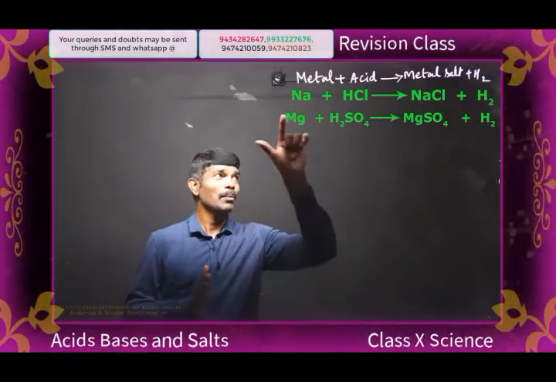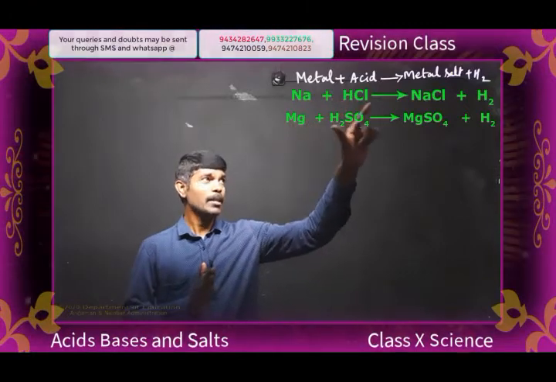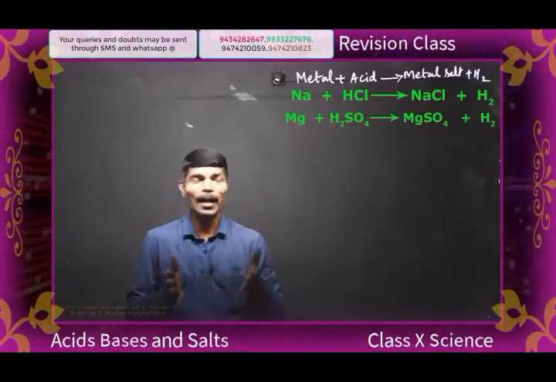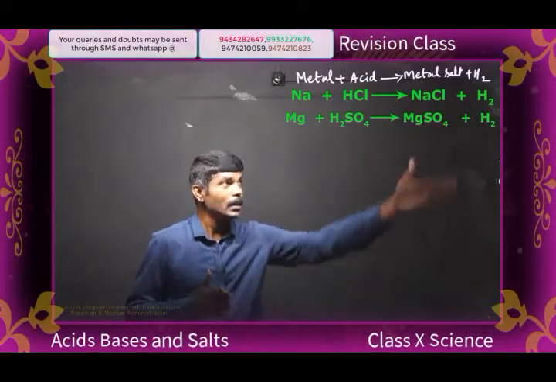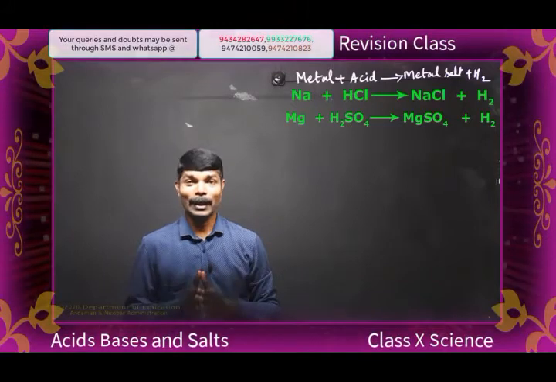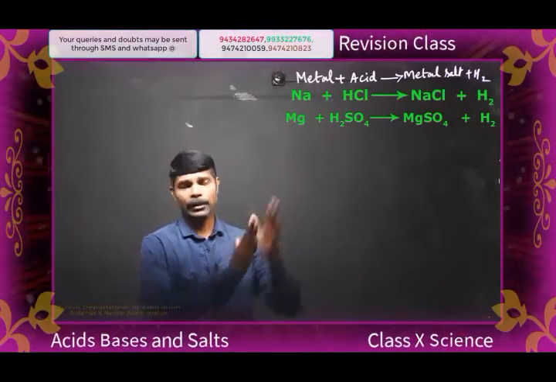So always remember the general equation: metal plus acid gives metal salt and hydrogen gas. Here one thing remains constant. What is that? It is hydrogen gas. In all these cases we get hydrogen as one of the products. So we can say that when metal reacts with acid, a gas is evolved, and that gas is hydrogen gas.